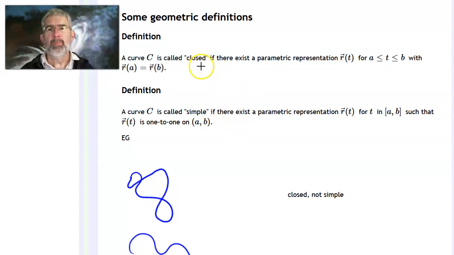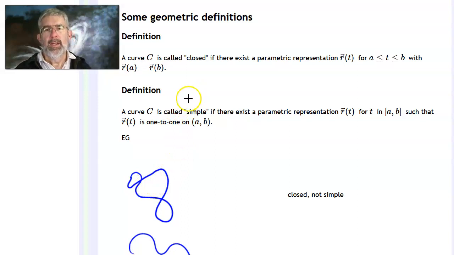So here we go. A curve C is called closed if there exists a parametric representation, r of t, for t between a and b, with r of a equals r of b. That is, it's closed if it starts and ends in the same place, right? That r of a equals r of b is the ending point, the starting point and the ending point are being sent to the same spot in the plane. This curve here, for instance, is closed.